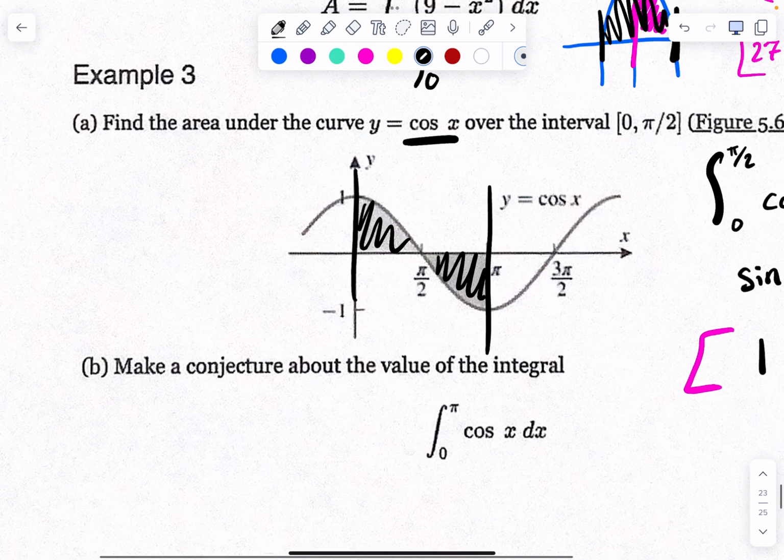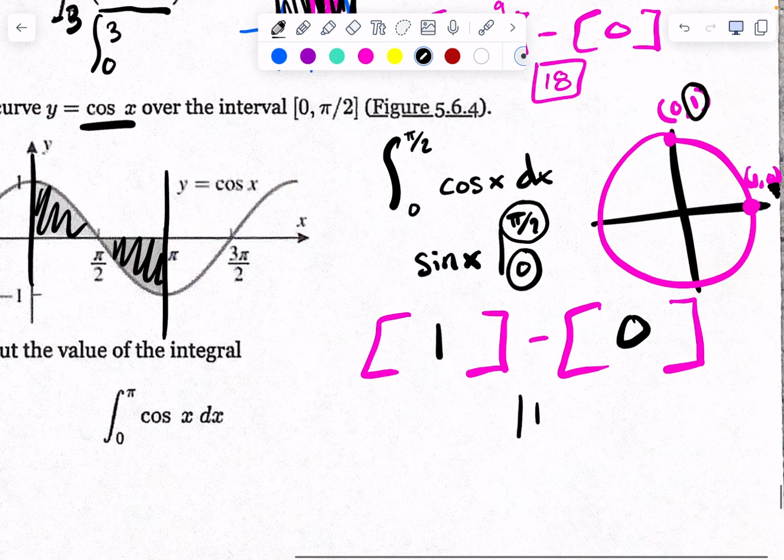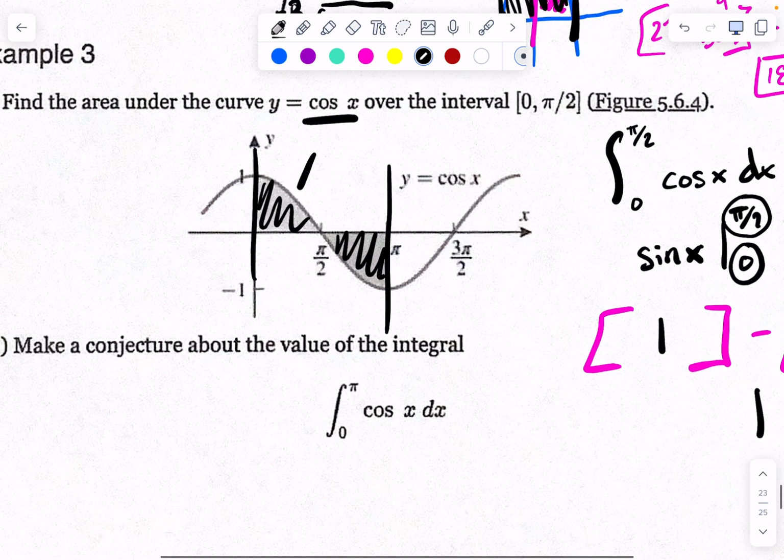Find the area under the curve over the interval 0 to pi over 2. So we're just looking at the first chunk. So he has an area of 1. Okay, that's what this guy is. But because he's symmetric, this guy has an area of -1.